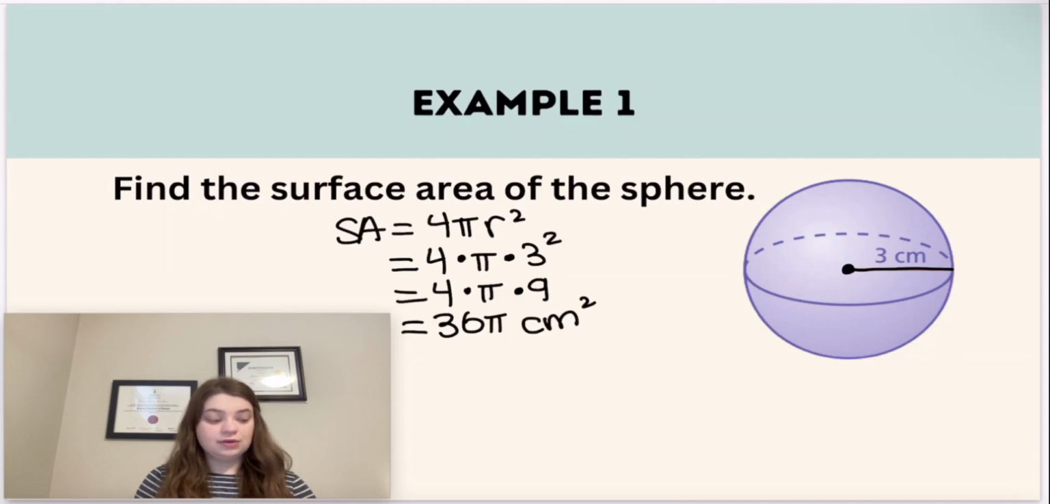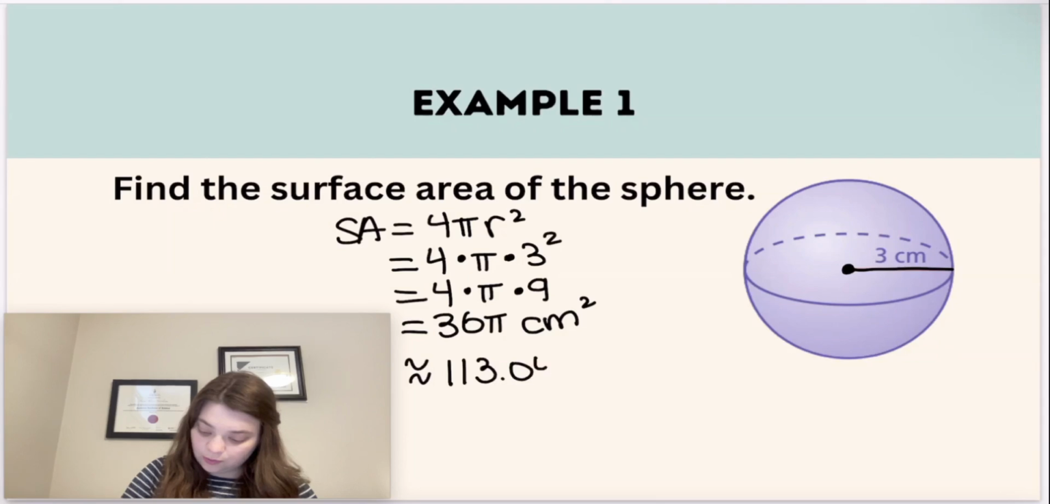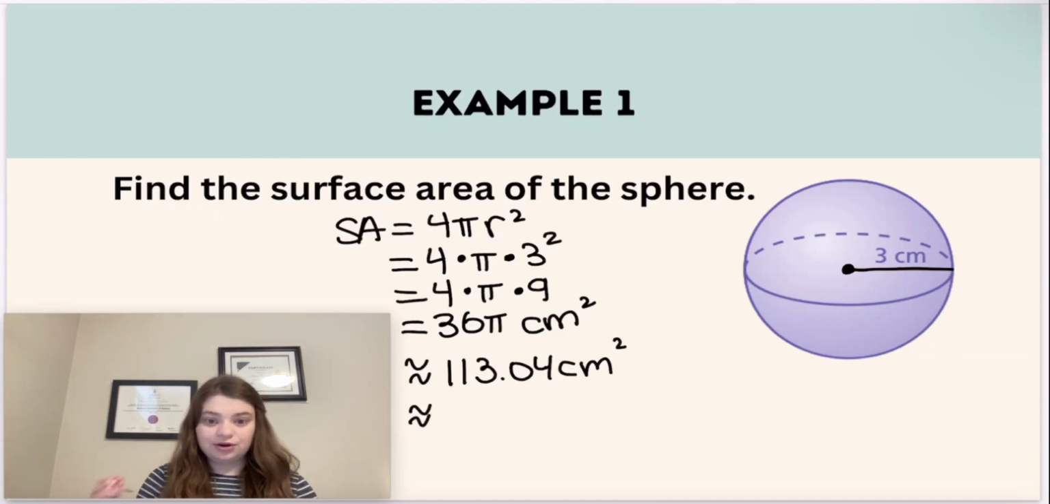Now, let's say that they would like an approximate answer. There's two different ways we can do it that I'm going to show here today. The first one is we can use 3.14 for pi. So to get that approximate answer, we would do 36 times 3.14 and hit equals. If we do that, we'll get 113.04 square centimeters.